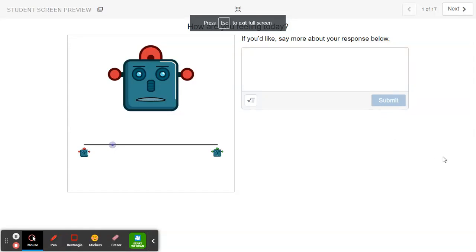Hello, today we're going to be using Desmos to do our lesson 7.5.1. It's our first lesson in Unit 5.